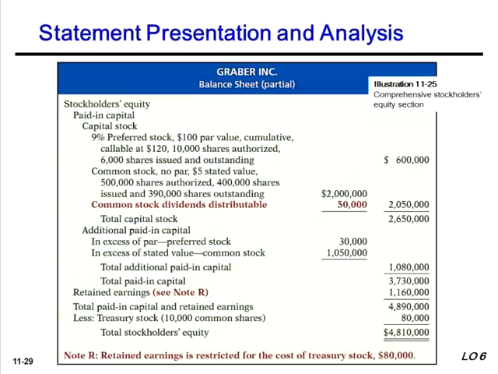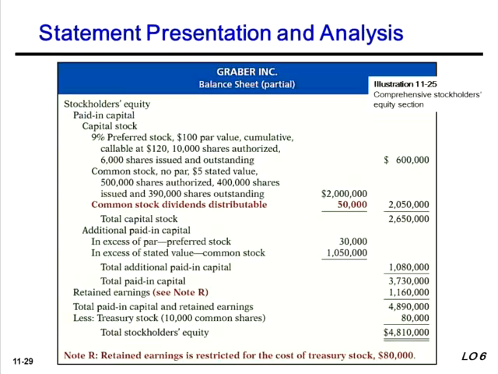And we need to have separate accounts for preferred stock and for common stock. So we then need to subtotal the additional paid-in capital. We add that to the total capital stock, and that gives us a total paid-in capital of $3,730,000. From our statement of retained earnings, we get the ending retained earnings balance of $1,160,000. And there is a note. And the note states that retained earnings is restricted for the cost of the treasury stock of $80,000.